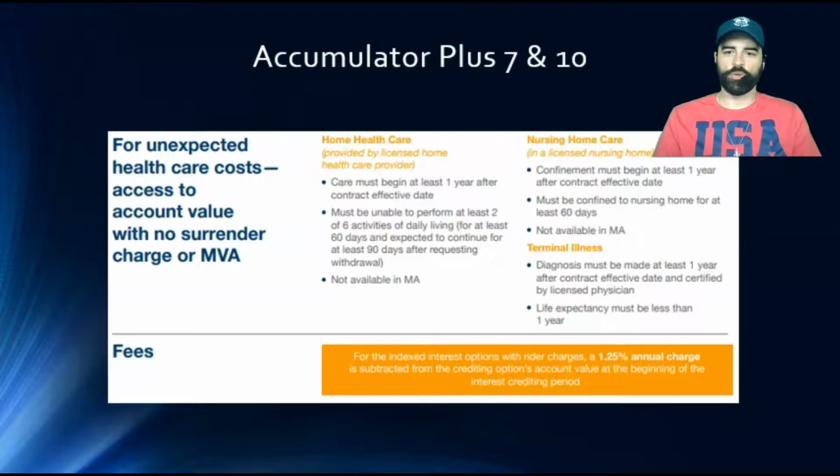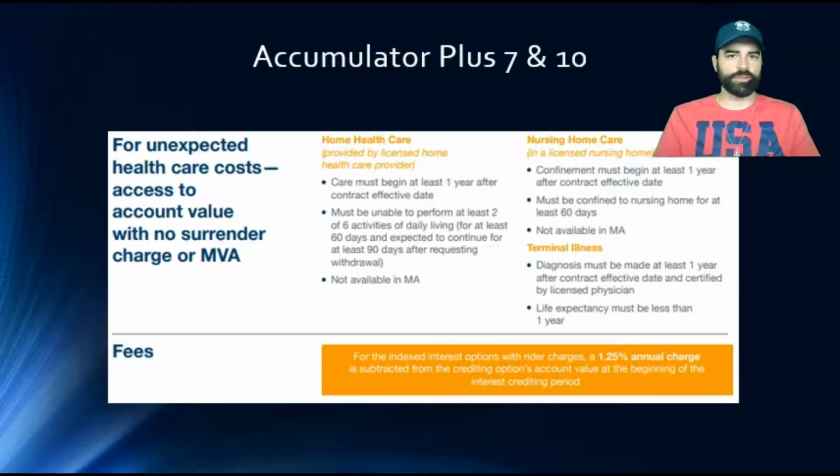The nursing home care, it's a licensed nursing facility. Again, it's got to be at least 1 year. It must be confined to a nursing home for at least 60 days. Once it's been those 60 days, you can access that rider. And then terminal illness is where the doctor says you have a life expectancy of 1 year or less. You see a lot of 2 years with the life side, especially in the state of Texas, but this one is 1 year. And diagnosis has to be at least 1 year after the contract effective date.